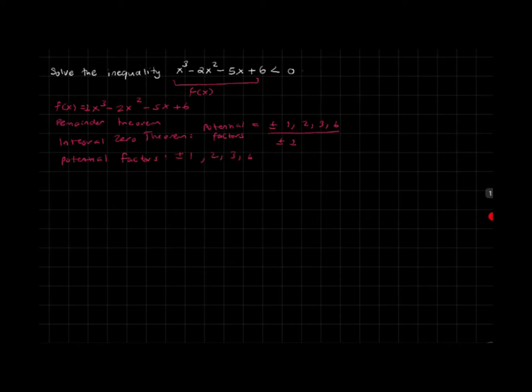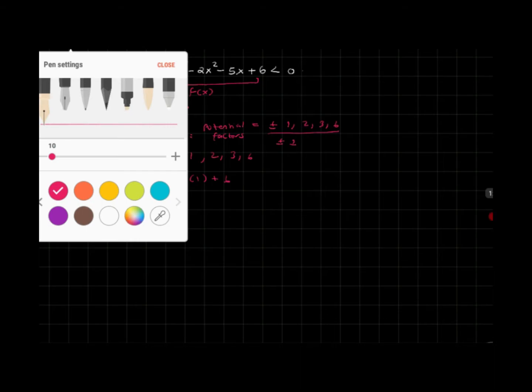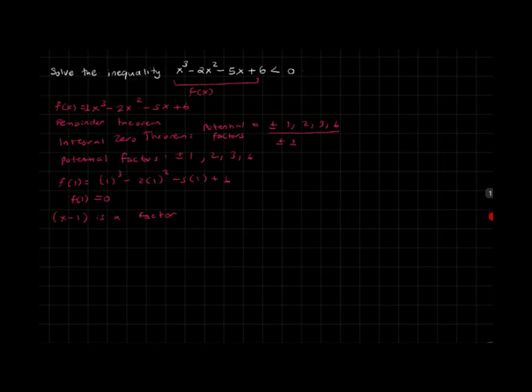Now they're potential because they don't all work, right? So we just have to guess and check. I'm going to do f of 1 first. If I do f of 1, you get 1 cubed minus 2 times 1 squared minus 5 times 1 plus 6, which is basically 0. So this actually tells us that x minus 1, according to the factor theorem, is a factor. Now, because we know one of the factors, to find the rest of the factors, we need to use either long division or synthetic division. I'm just going to be using synthetic here.